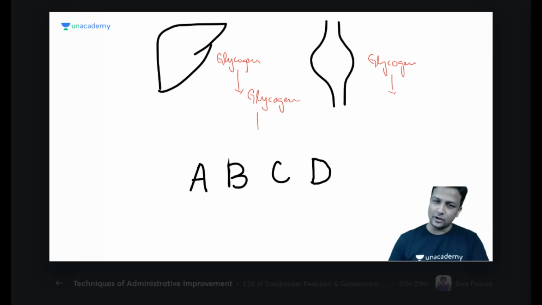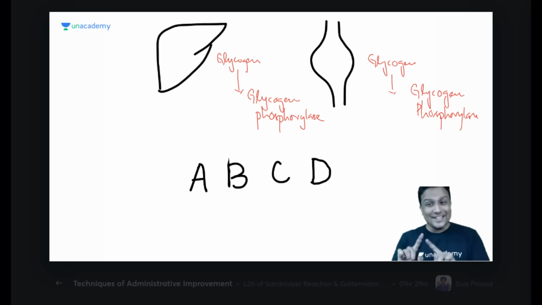The name of the enzyme is glycogen phosphorylase. Glycogen will break down in the presence of which enzyme, sir? Glycogen phosphorylase. Glycogen will break down in the presence of glycogen phosphorylase.